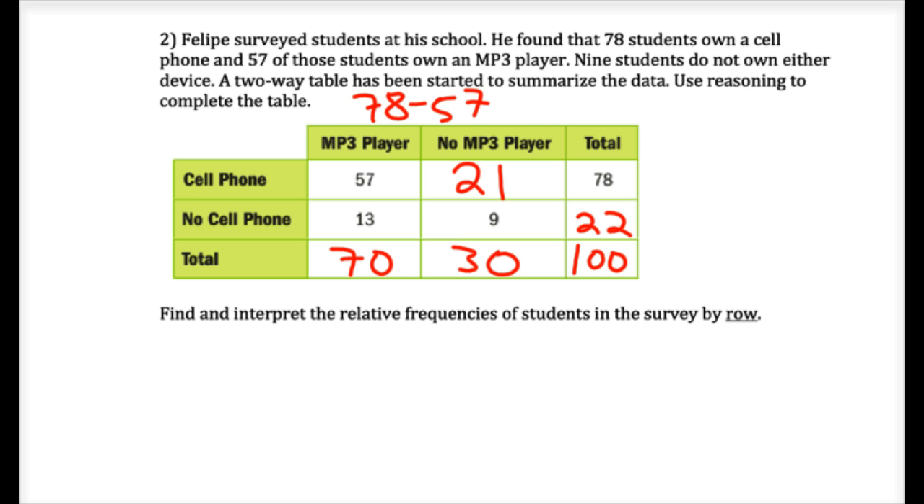Now, you've got to find and interpret your relative frequency of the students in the survey by row. We underlined it. You guys circle it a bunch of times. They're going to ask you either by row or by column. This one's by row. What's the relative frequency, guys, of a kid having a cell phone and MP3 player by the row?